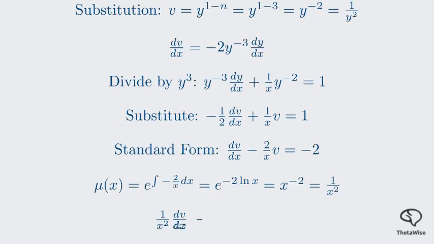Multiplying by 1 over x squared gives 1 over x squared times dv/dx minus 2 over x cubed times v equals negative 2 over x squared.